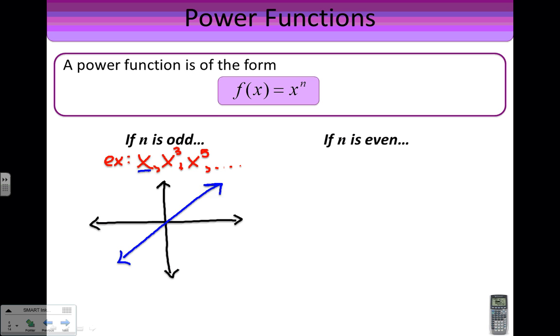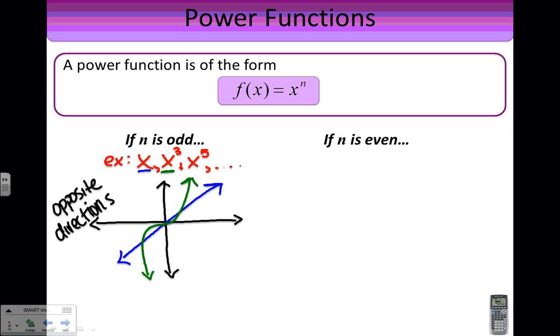Same thing with x cubed. That is also an odd function. If you graph x cubed, it starts low here and it curves up and ends high. So it starts down at negative infinity and goes up to positive infinity. X to the fifth does the same thing. It's just going to have a little bit different of a shape, but it always starts low and ends high. So if it's odd, your end behavior is opposite. One's going to be high, one's going to be low.